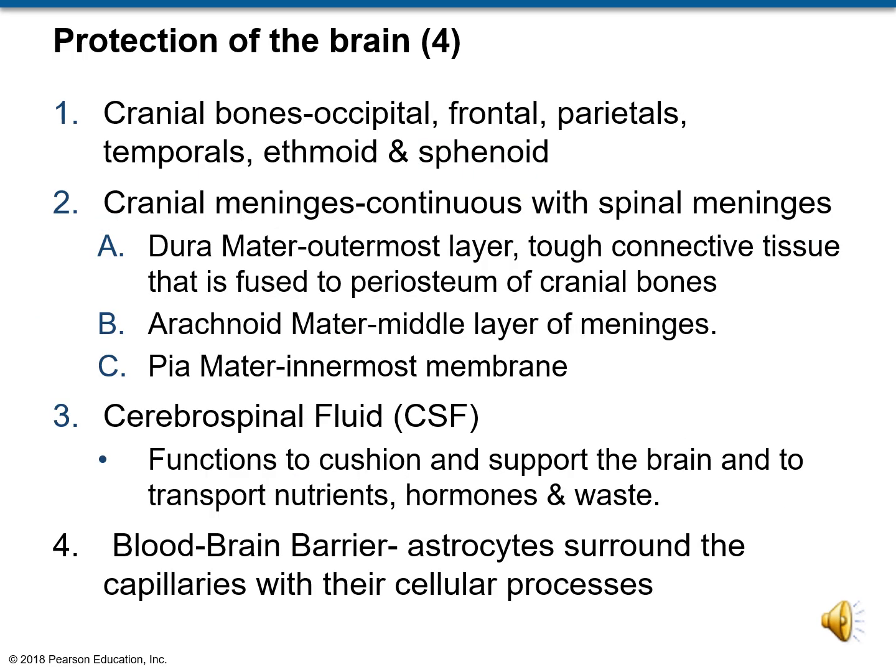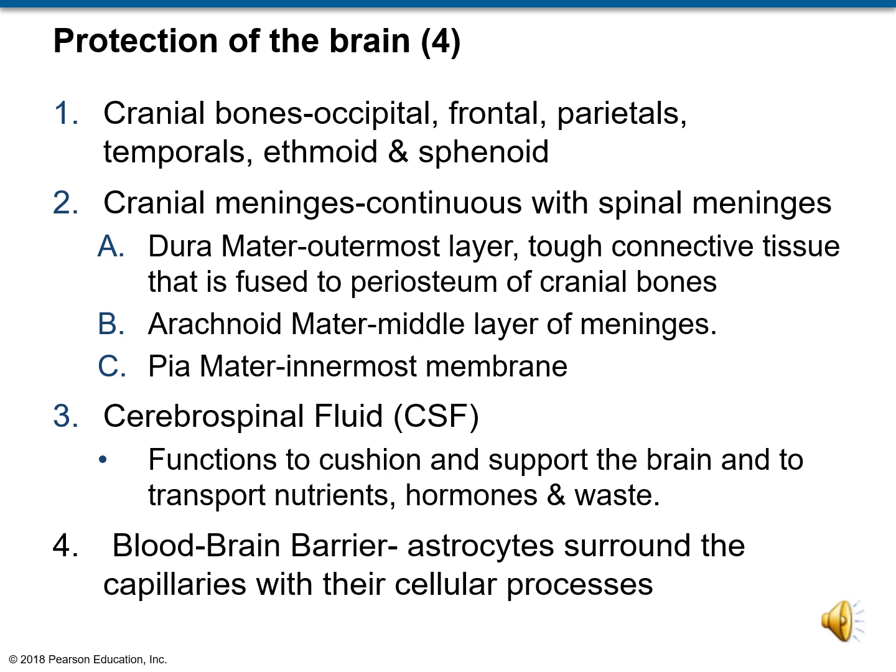Protection of your brain is crucial. We do not have neurons that can reproduce, so if there's damage to the brain, those neurons and your abilities will be lost. There are 4 different layers of protection. The first is the cranial bones. These are going to be your occipital, your frontal bone, your parietals, temporals, ethmoid, and sphenoid bone that all form the cranium, which provides an area for the brain to sit surrounded by the bony structure.